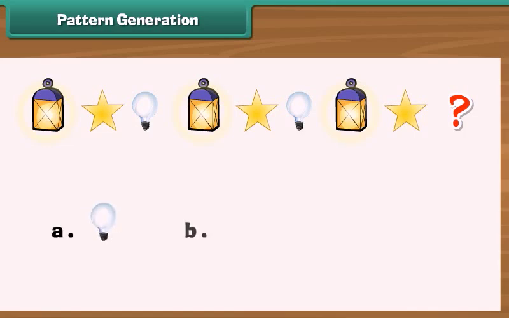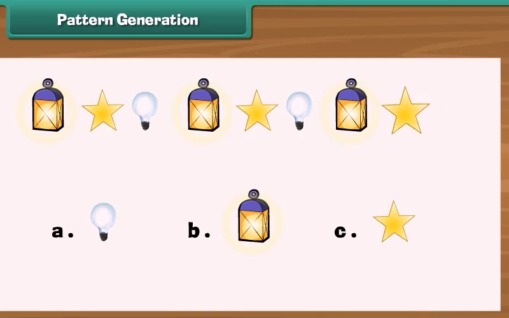There are three objects in the pattern. They appear in a particular sequence, first the lantern, then the star, and then the bulb. The given pattern ends with a star, so the next object must be the bulb. So, A is the correct option.